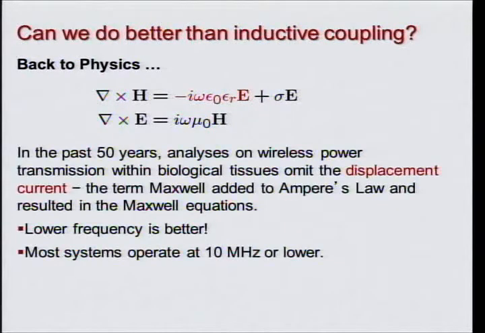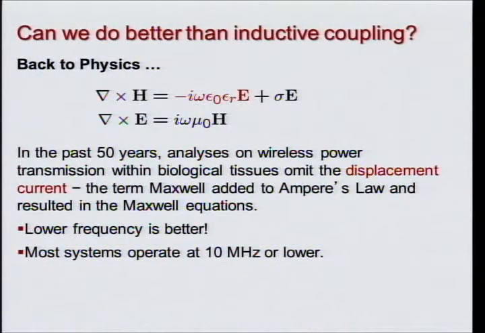It's very interesting to learn that when I trace back the history of wireless powering for biological tissues, every paper refers back to a set of papers published in the early 1970s. When they did the analysis, they assumed tissue is lossy, which is true, and therefore they ignored one of the terms in Maxwell's equations that depends on frequency, which is the red term. Because of the assumption, the results agreed with the assumption that low frequency is better. Thereafter, when people implemented wireless links for biological tissue, they used those results, and thereby most systems operate at 10 megahertz or below.